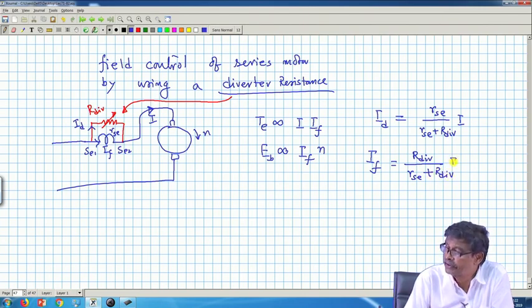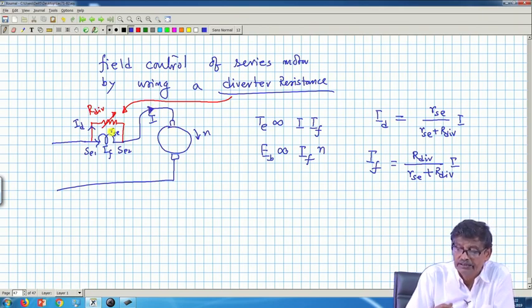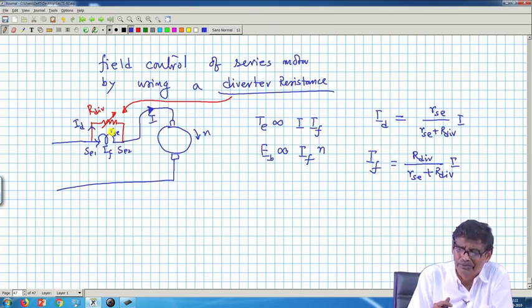Additional equations comes. What is I? I is the armature current. So, this way also you can control the field circuit in the machine. There is another called tap field, we are not going into that.